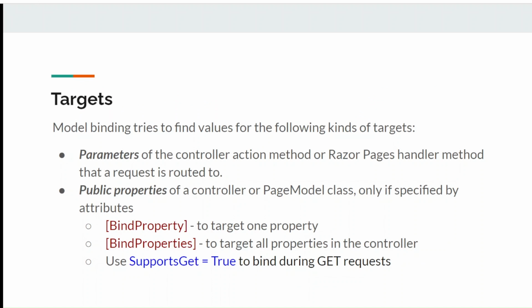The first one is the more obvious one: the parameters of the controller action method or the Razor Pages handler method that a request is routed to. The second one is not so obvious. Those are the public properties of a controller or a page model class. But we need to specify that with an attribute.